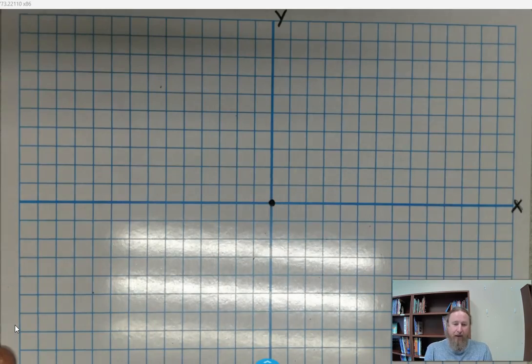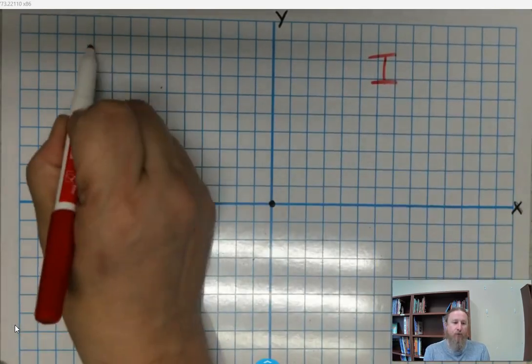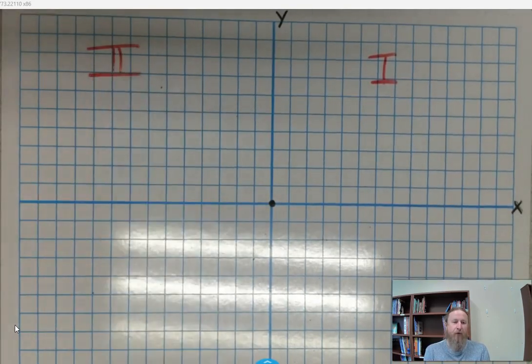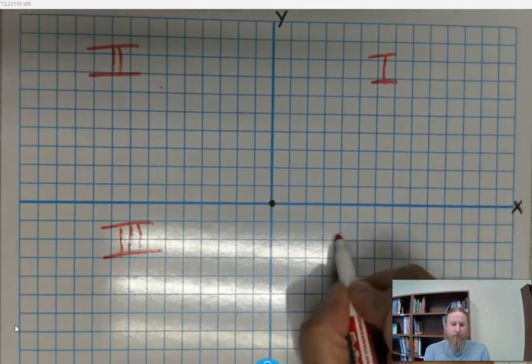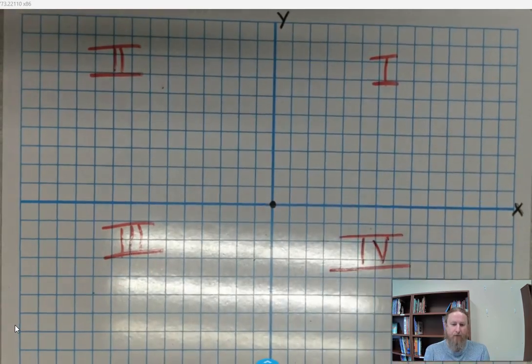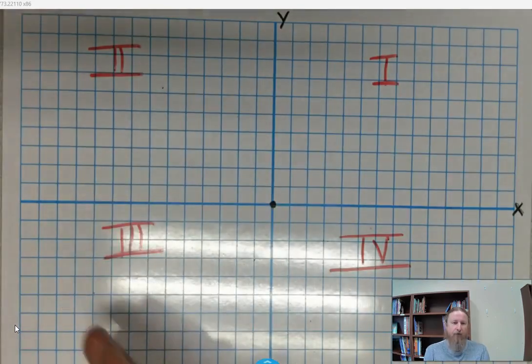So the coordinate plane is divided into 4 quadrants, quad meaning 4, so obviously there are 4 spots. They are the incredibly creatively named quadrants 1, 2, 3, and 4. So these quadrants start in the upper right-hand corner and run counterclockwise to 4.